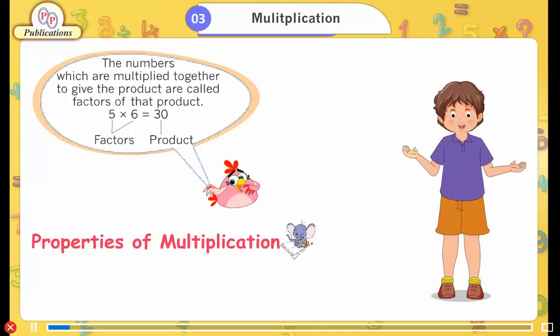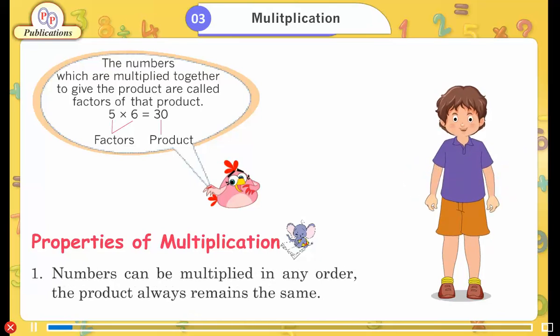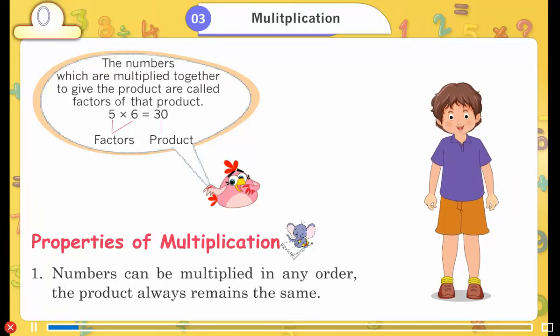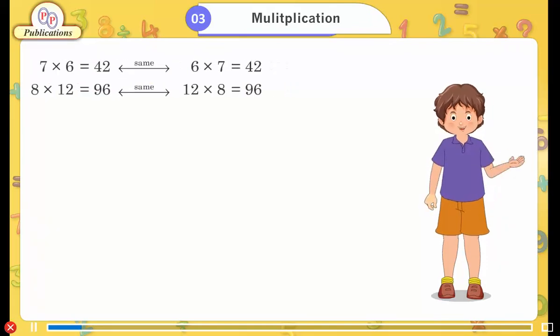Properties of multiplication. 1. Numbers can be multiplied in any order. The product always remains the same. 7 × 6 = 42. 6 × 7 = 42. 8 × 12 = 96. 12 × 8 = 96.